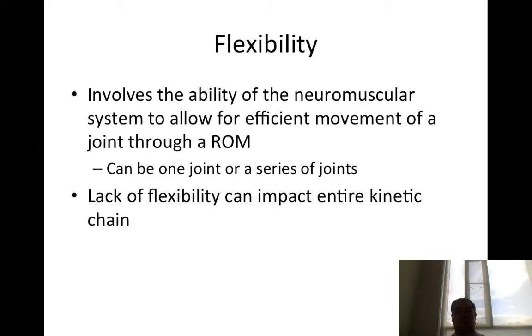Flexibility involves the ability of the neuromuscular system to allow for efficient movement of a joint through range of motion. Again, it can be one joint or a series of joints. You're going to hear a lot of repetitiveness here, right? I felt like this whole chapter just kept repeating itself. That lack of flexibility can impact the entire kinetic chain. Males will have decreased range of motion compared to females.